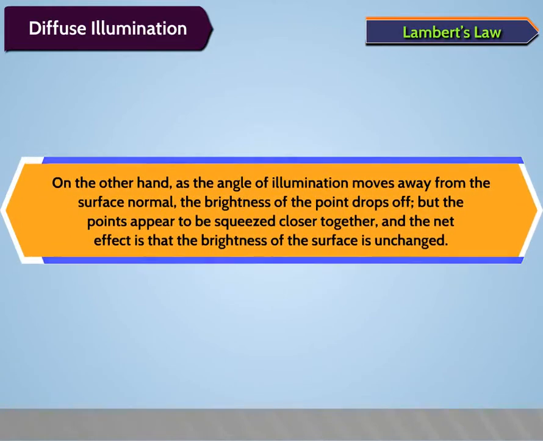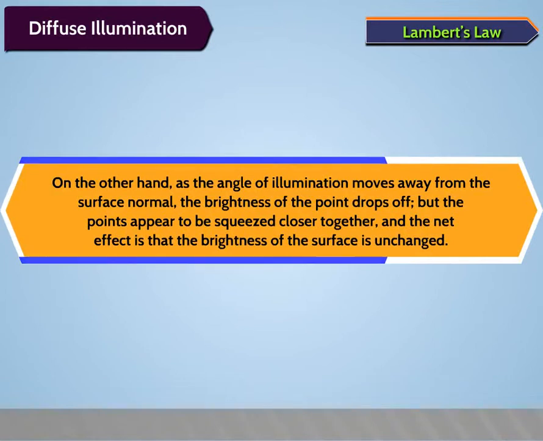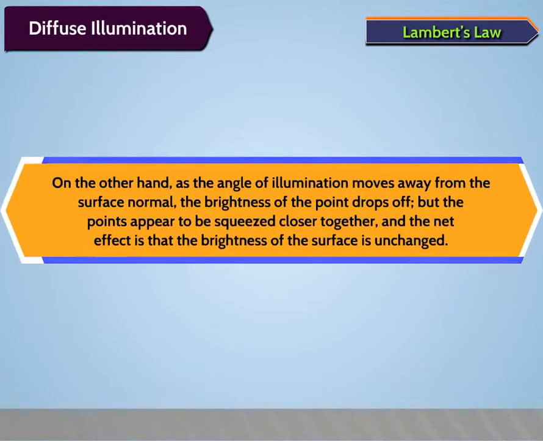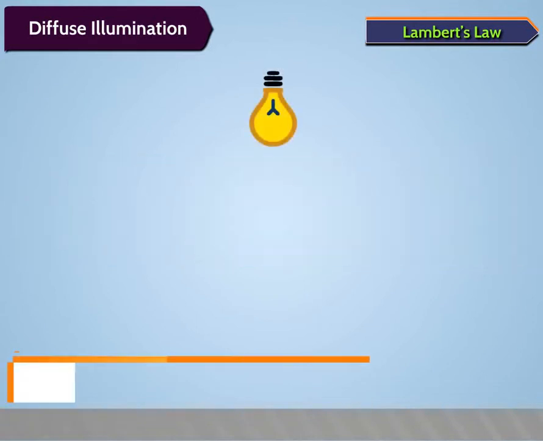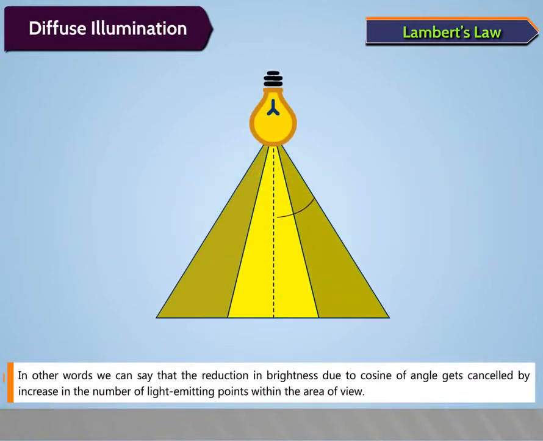On the other hand, as the angle of illumination moves away from the surface normal, the brightness of the point drops off, but the points appear to be squeezed closer together, and the net effect is that the brightness of the surface is unchanged. In other words, the reduction in brightness due to the cosine of the angle gets cancelled by increasing the number of light emitting points within the area of view.